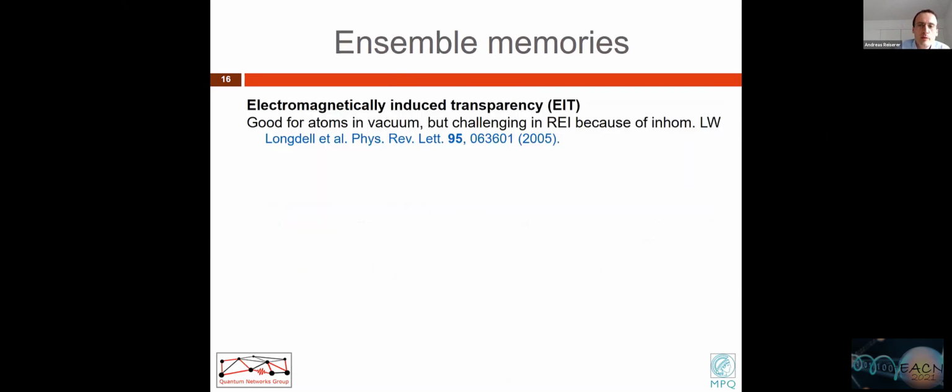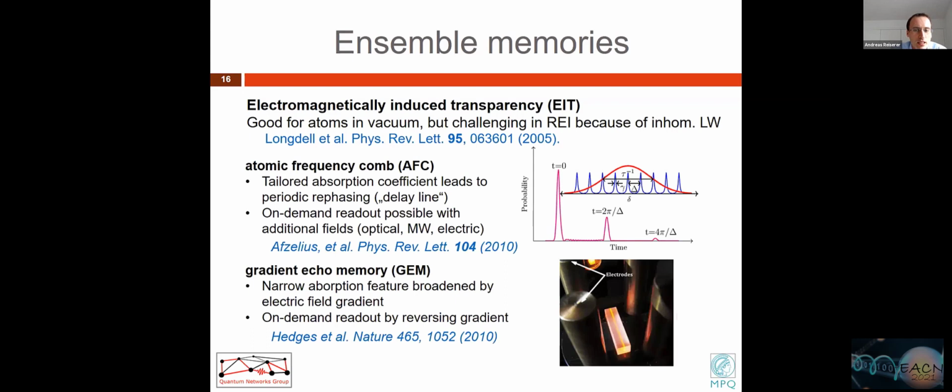Finally, with these ensemble memories, of course, you can use different protocols. And in view of time, I will try to be very quick. There are 3 different protocols that have been used. There's electromagnetically induced transparency, which is not so well suited for these rare earths. There are 2 that seem better suited: the AFC, atomic frequency comb, and the gradient echo memory. And they are all based on first spectrally tailoring the absorption features, and then periodic or controlled rephasing to read the stored fields out.